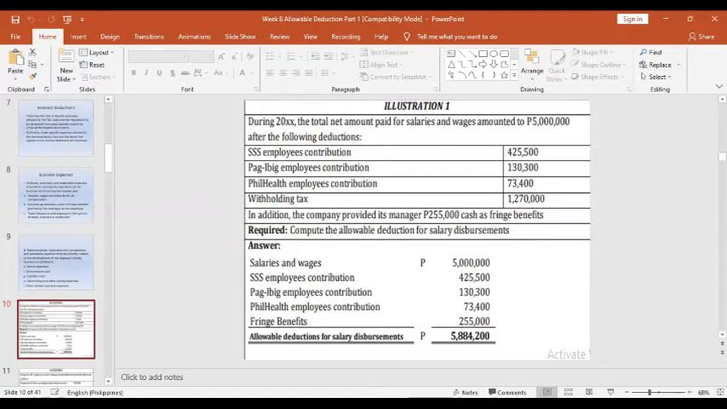So these are allowable deductions. And do not confuse again. Let us itemize the salaries and wages. Yes, that is an income of individuals, but we are talking about business expense.